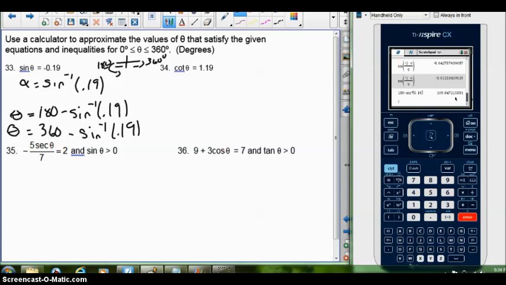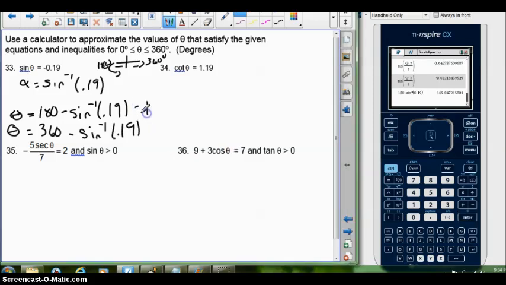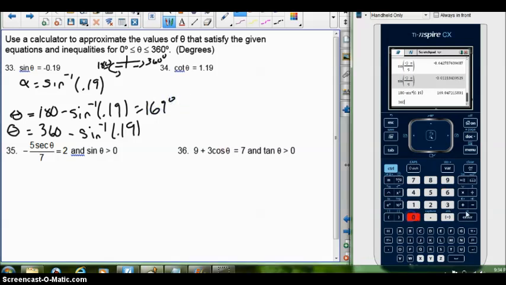And we get 169.0, so we're going to say that's 169 degrees. And then we do 360 minus inverse sine of 0.19. And we get 349 degrees.